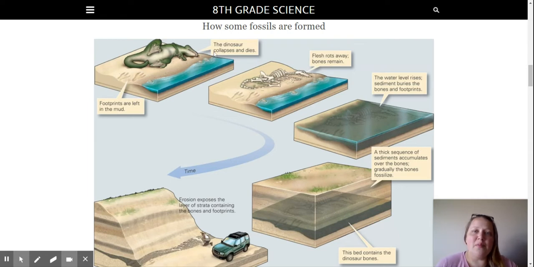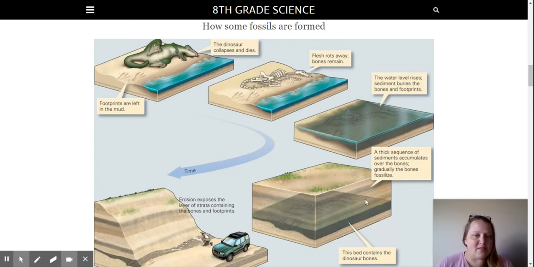The dinosaur collapses and dies. Flesh rots away. So flesh are the soft parts. So the soft parts are going to rot away, but the bones remain. The water level rises, sediment buries the bones and footprints. Sediment meaning soil, sand, silt, dirt, rocks, like tiny rocks, all kinds of different sediment buries the bones and footprints.